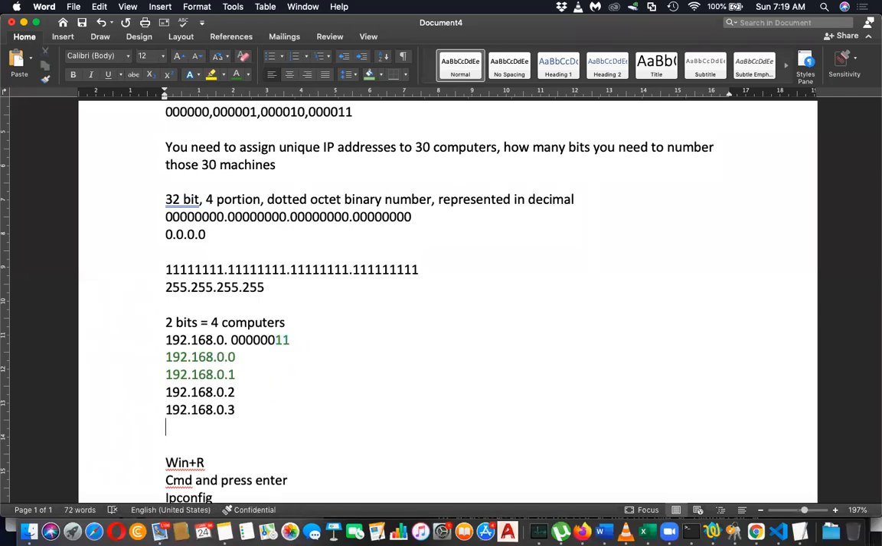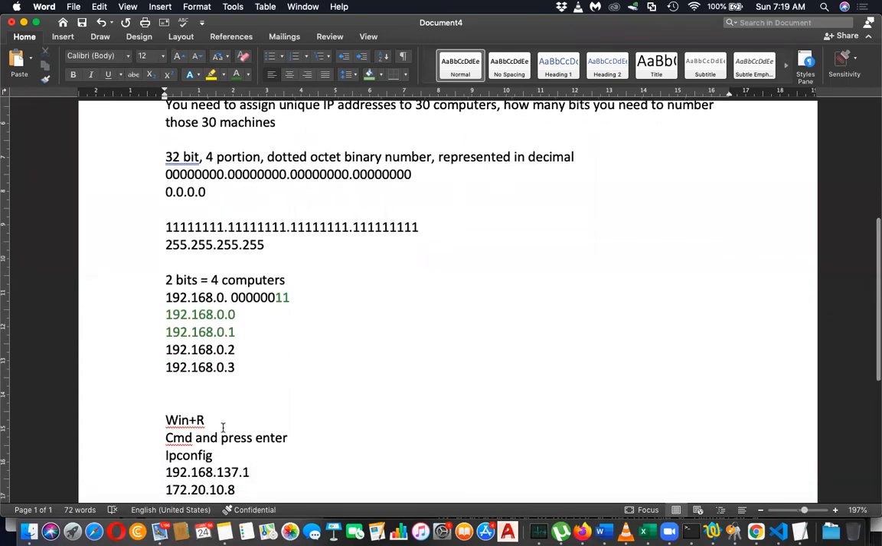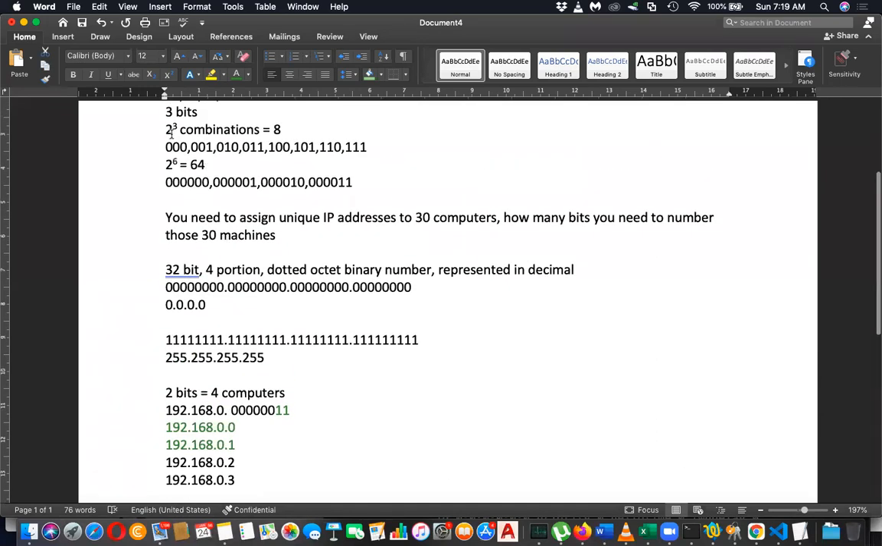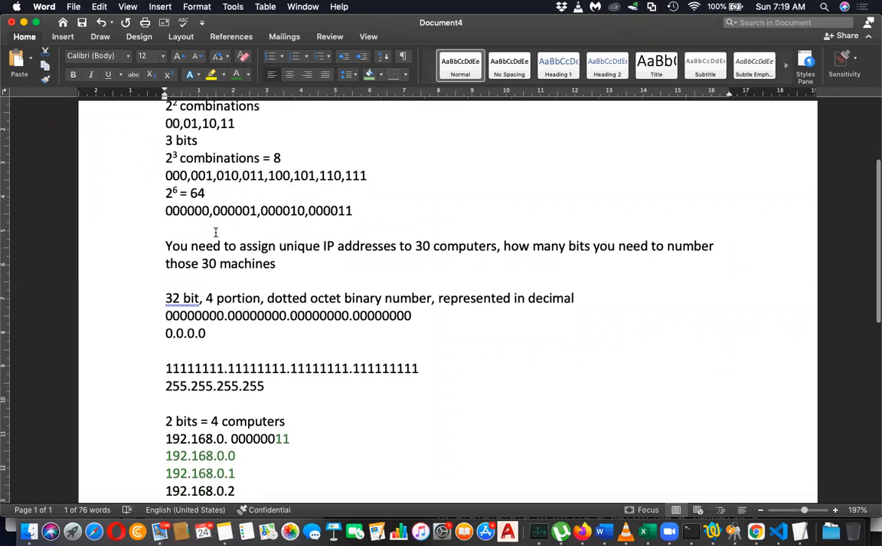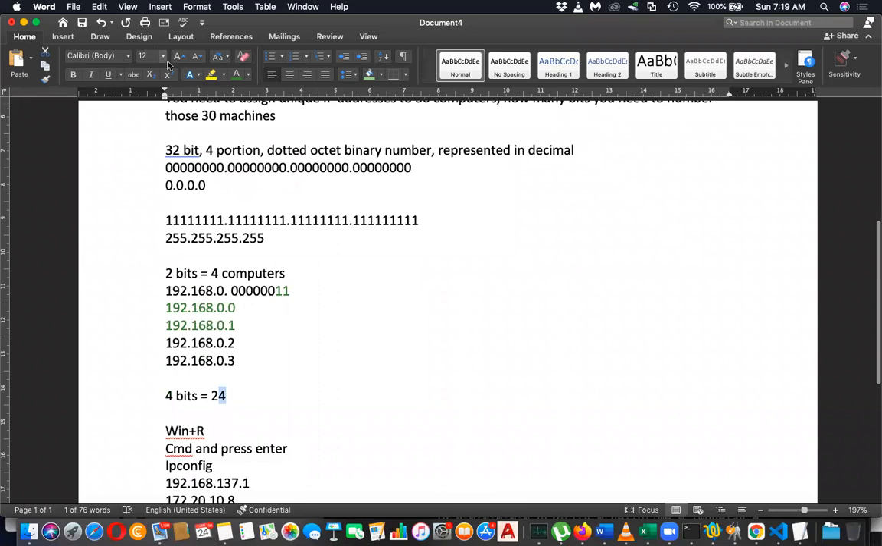Right. Okay, if you have 2 bits, 4 computers. Now you can see how IP addresses are given. So if you have 4 bits, how many computers? 4 bits means 2 to the power 4, same thing. 2 bits gives 4 combinations, 3 bits gives 8 combinations, 4 bits 2 to the power 4. How many combinations then, Chanaka? 16 combinations. Then you can give 16 IP addresses.